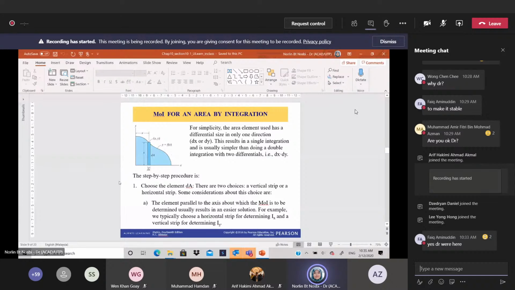So there are a few steps that you all need to memorize. The first one: you need to choose whether it is a vertical or horizontal strip. For vertical, it is for Iy. Don't forget y must be y times dA. And for horizontal, it is for Ix, moment of inertia x.